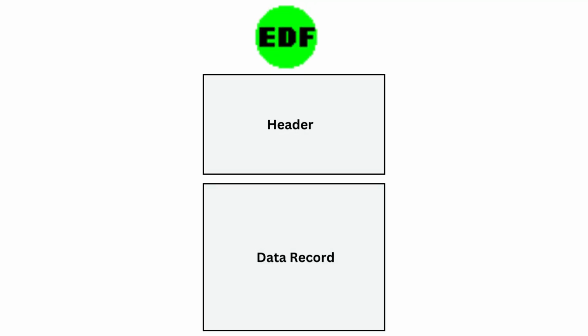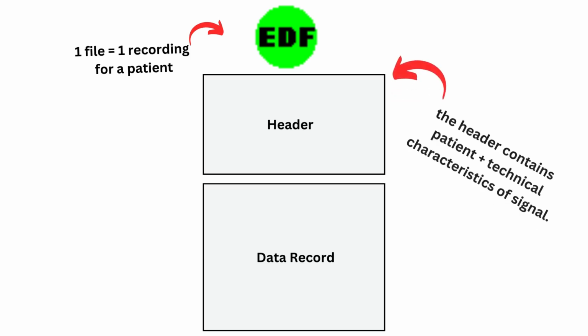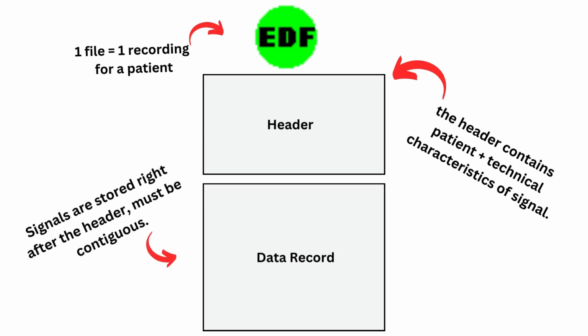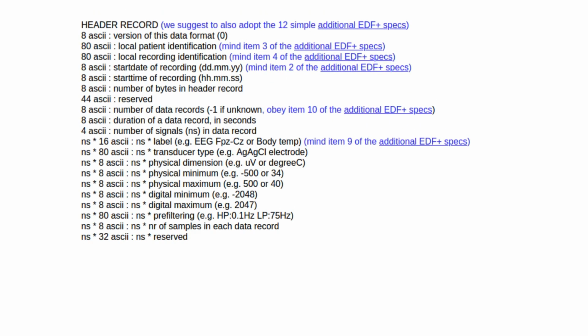At a glance, the EDF format is structured in two sections, a header and a data recording section. A bit like an image, you have the header, and then after that, the bytes containing the information. The format is made to have one file per recording for one patient. The header contains meta information about the patient and technical characteristics of the signal. The signals are stored right after the header, and in the EDF case, the data must be from a contiguous session.